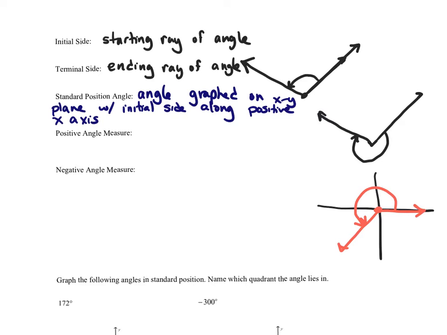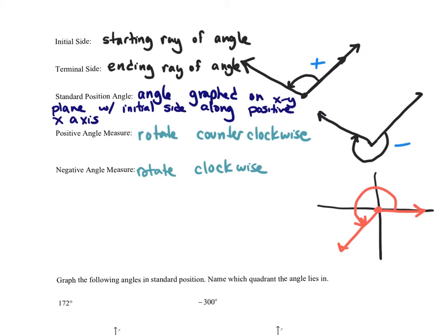So by definition, when you start doing things in standard position, you can have positive or negative angles. A positive angle is one that rotates counterclockwise. If it rotates clockwise, we say it is a negative angle. So it's counterclockwise for positive and clockwise for negative.